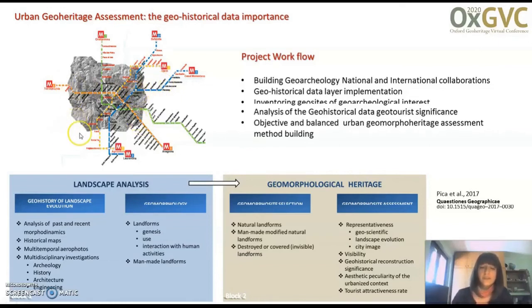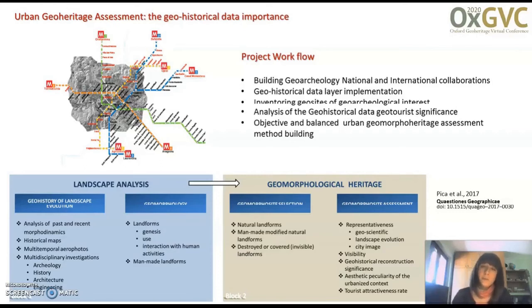In order to start new geoarchaeological studies, collaboration with geoarchaeologists and archaeologists, landscape archaeologists in particular, at national and international level are welcome. We are looking for collaborations. So this is an invitation for those interested who are listening to my presentation.